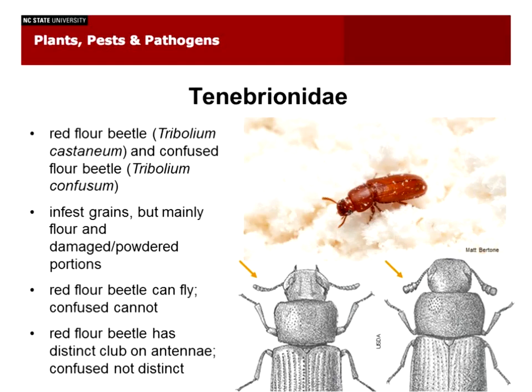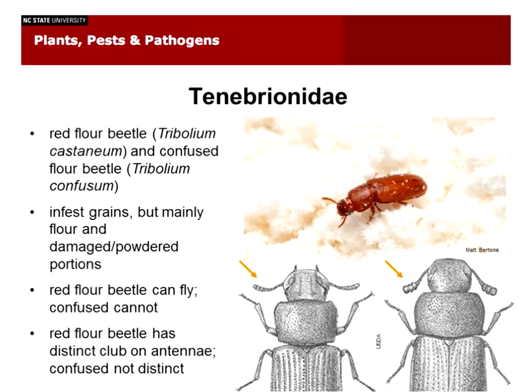They can infest grains, but mainly flour and the damaged, powdery portions of the grains. So if you have something that's being attacked by the lesser grain borer that we just showed, and it's creating a lot of dust and extras coming out, these may also infest those parts. And so cleaning up the powder parts can help. The red flour beetle can fly, and the confused cannot. That's one of the huge differences between them that is interesting to geneticists.